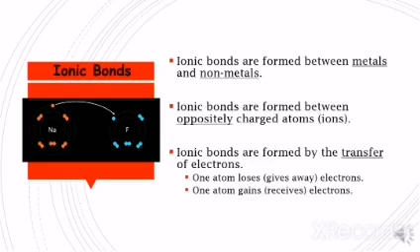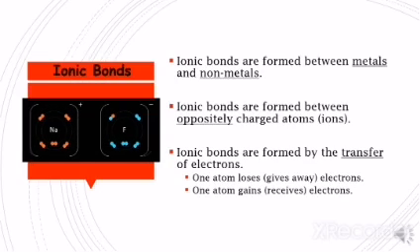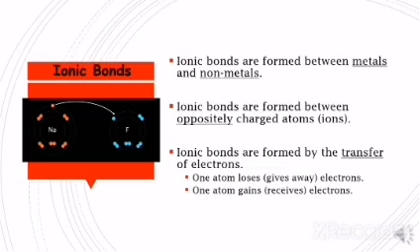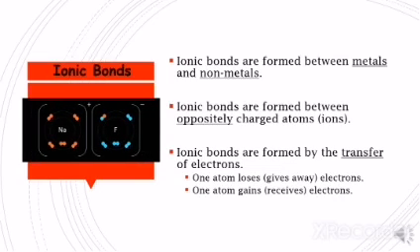Ionic bonds are formed between metals and non-metals. Ionic bonds are formed between oppositely charged ions. So ionic bonds are formed between anions and cations. Ionic bonds are formed by the transfer of electrons.